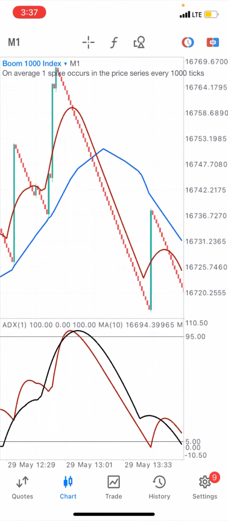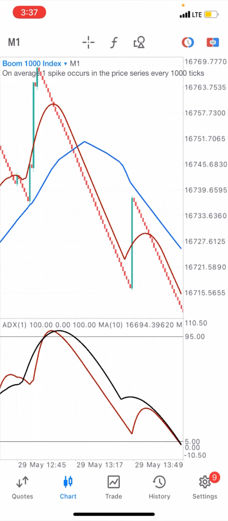All right, now remember that for Boom 1000 you want to be selling to catch these candlesticks. And then for Crash 1000 you want to be buying to catch these candlesticks. So since we are selling the bull market, the Boom 1000, we want to be selling from our key resistance level. Now, if you are one of my students, you would know what I'm talking about. You know what I mean by key resistance level.